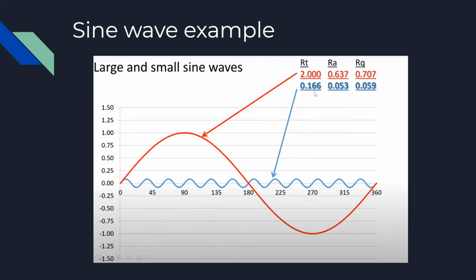Lastly, let's look at an example. Here we have a sine wave and a few values calculated. RT, the peak to valley value, along with the arithmetic average and root mean squared. I encourage you to try these out for yourselves, as they are good practice for the lab.